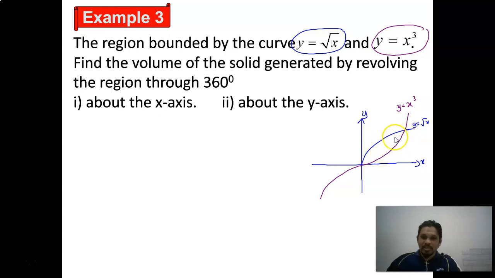Okay, just imagine that this area is rotated 360 degrees about the x-axis, or maybe about the y-axis. So if I sketch the rotation about the y-axis here, it is something like this. Okay, rotated 360 degrees about the y-axis.